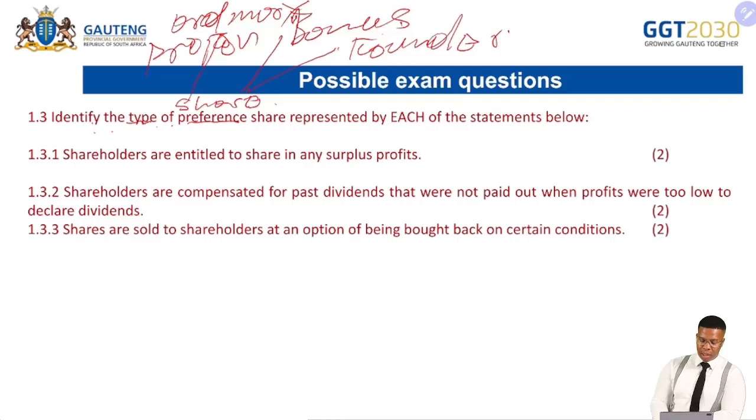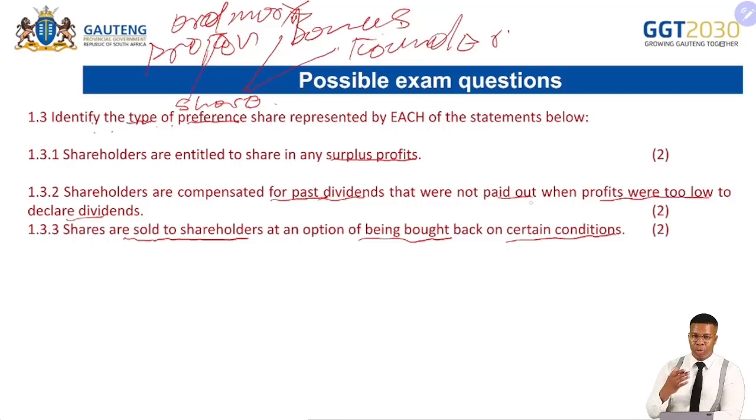So 1.3.1, shareholders are entitled to a share in any surplus profit, that is for 2 marks. And then 1.3.2, shareholders are compensated for past dividends that were not paid out when the profits were too low to declare dividends. And then 1.3.3, shares are sold to shareholders with an option of being bought back on certain conditions. So what is key there again? I'll always repeat the issue of keywords. When you're looking into your types of shares, there are keywords that will help you to see the difference in the other types of preference shares.